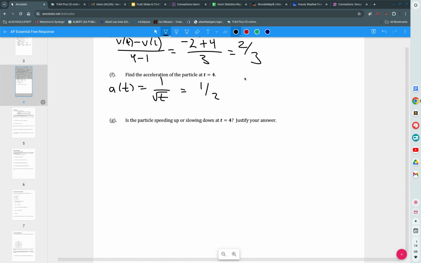Wait, what two? So it's either the same or the opposite. We're looking for acceleration, and we're looking for velocity. Nope. Acceleration. Take another 30 seconds.